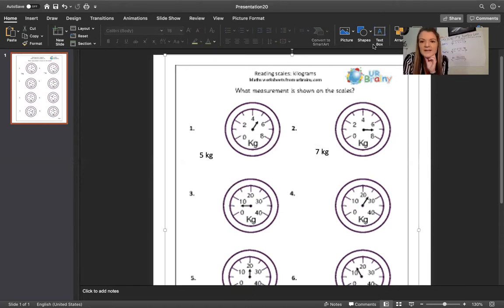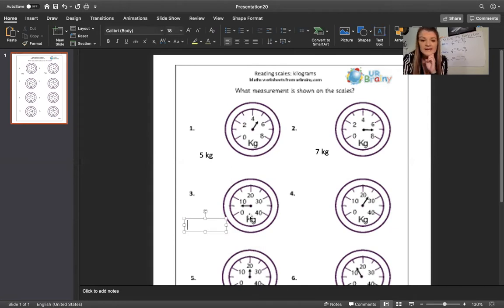Nice job. Next one, number 3. Ooh, this time the scales changed a little bit. What do you notice it's counting by now? 0, 10, 20, 30, 40. Counting by tens. So if this one is in between 0 and 10, what's halfway between 0 and 10? Hopefully you're thinking 5, because half of 10 is 5. So that means this must be 5 kilograms. Next one, the same scale, but this time my arrow is in between 20 and 30. What is the halfway point between 20 and 30? If halfway between 0 and 10 is 5, halfway between 20 and 30 is 25 kilograms.